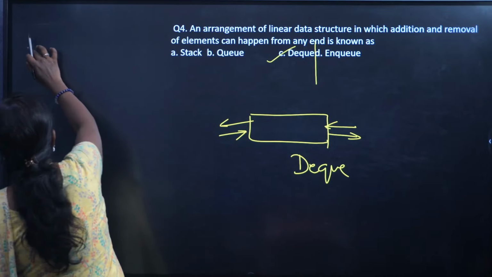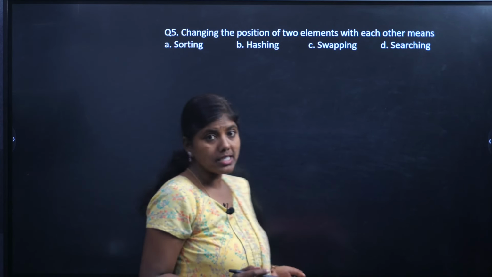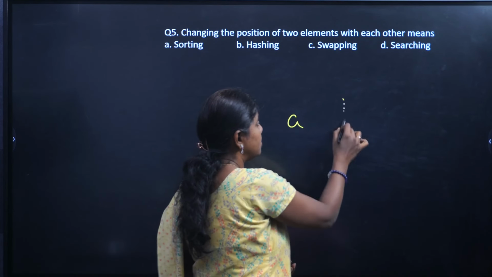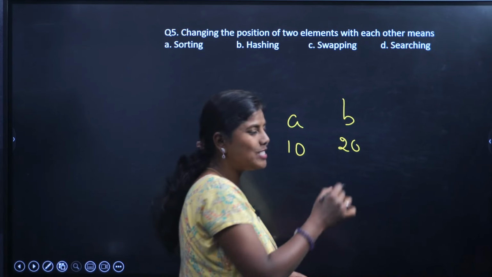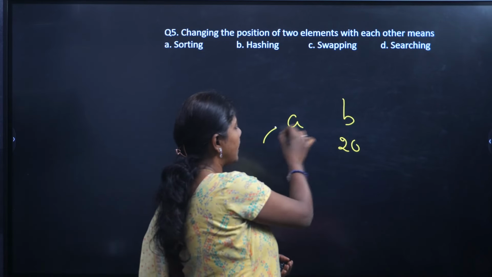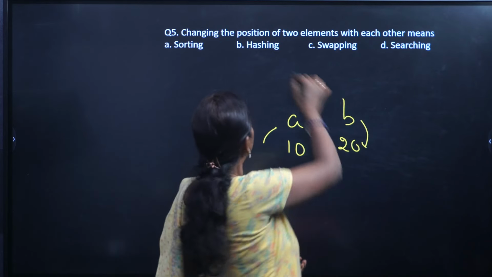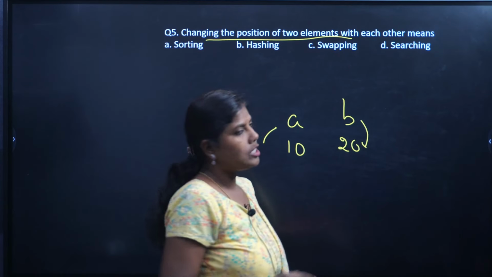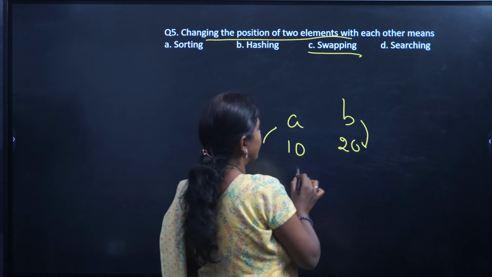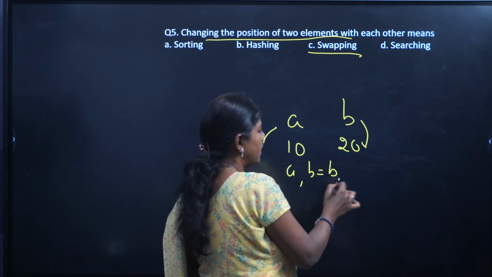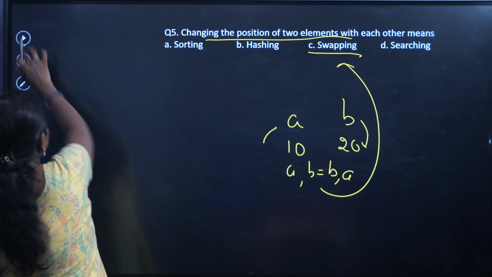Changing the position of two elements with each other: for example, there is an A here and a B here. 10 is stored in A and 20 is stored in B. I have to interchange the values. Changing the position of two elements with each other is swapping. Very simple: A comma B equals B comma A. So this is nothing but swapping. Clear? We'll go to the sixth question.